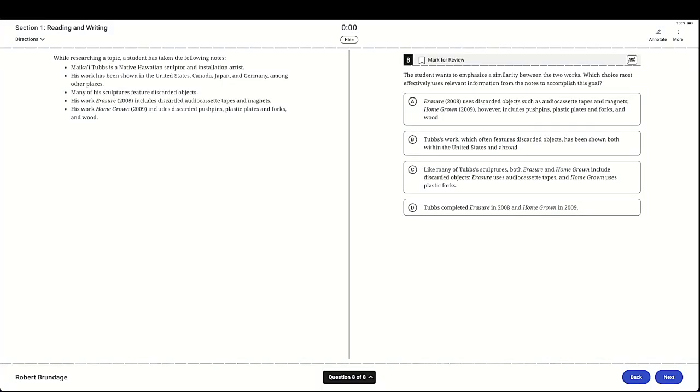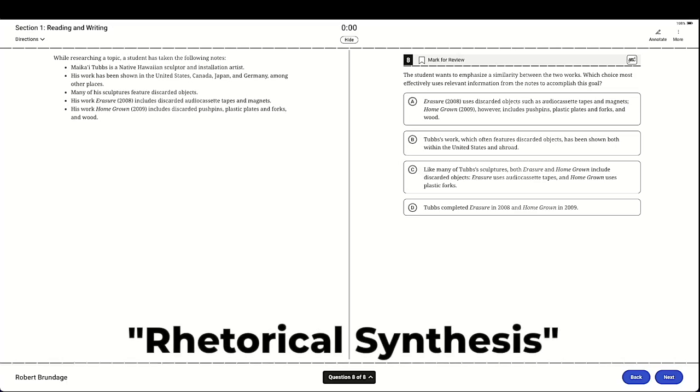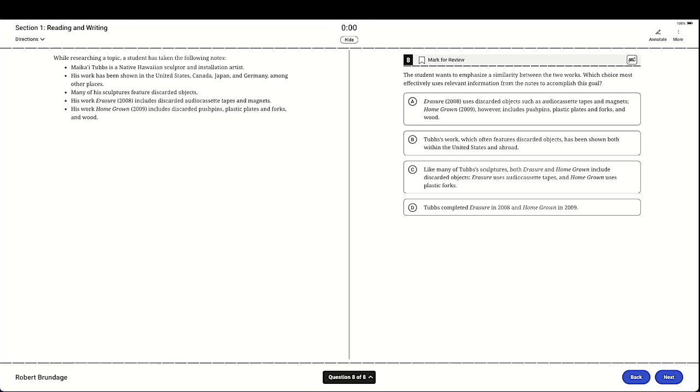I'm talking about these questions where you have some notes on the left and then you're asked to do something specific with those notes. These are actually called rhetorical synthesis questions, and they look kind of intimidating at first, but there's actually a really easy and straightforward way to deal with them. You're going to like this.